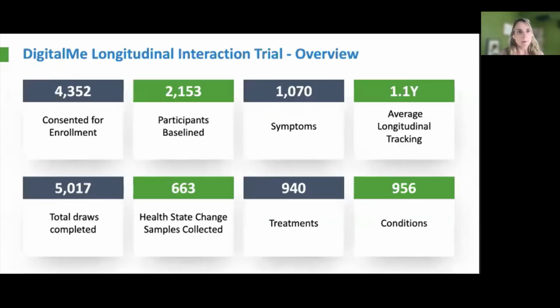In terms of the end state of this, we had consented about 4,000 individuals. We had baselined about 2,000 of them. We had really good, full symptomatic patient-generated health data records for about 1,000 of them. The average longitudinal portion where we had data from them was about a year. And there were about 5,000 total draws completed. So it was a pretty wild time to get that up and running.